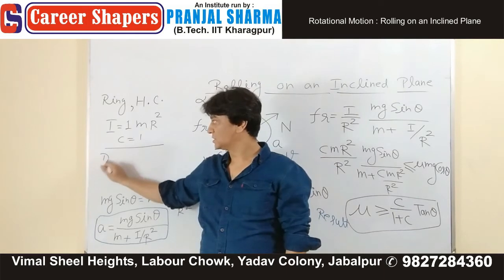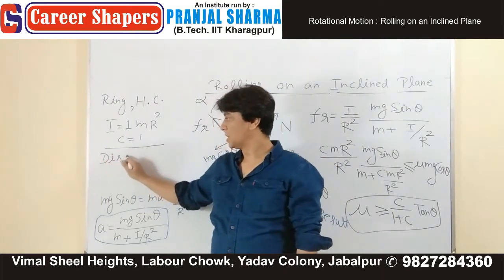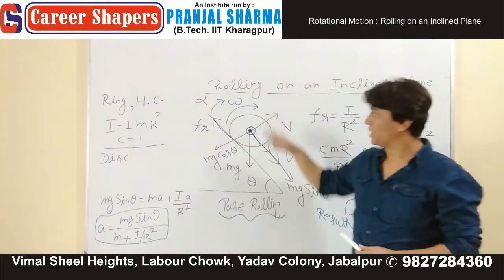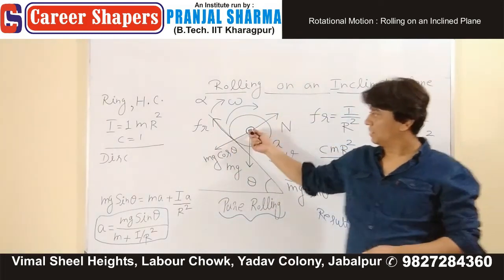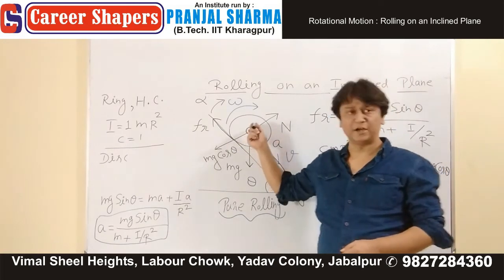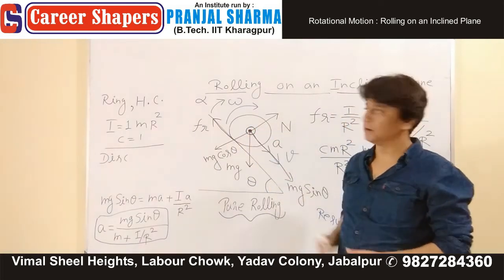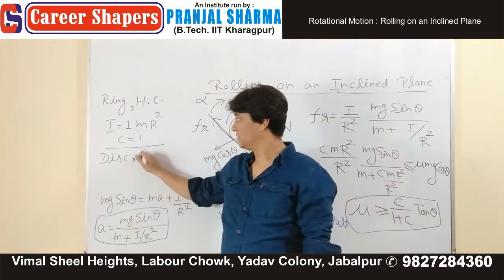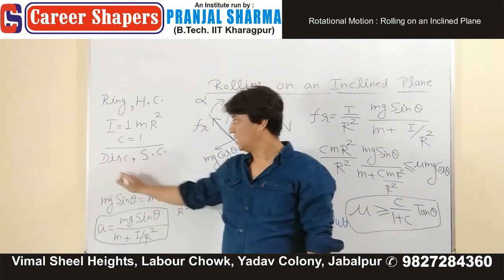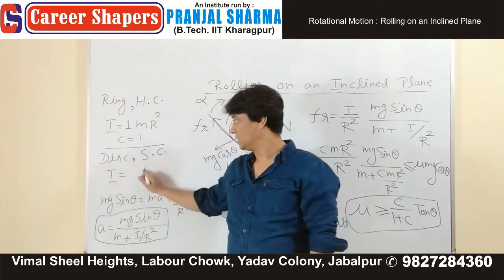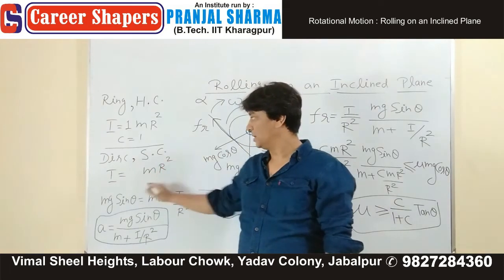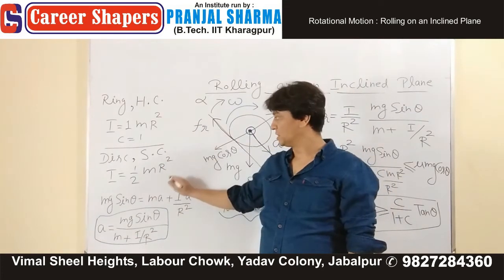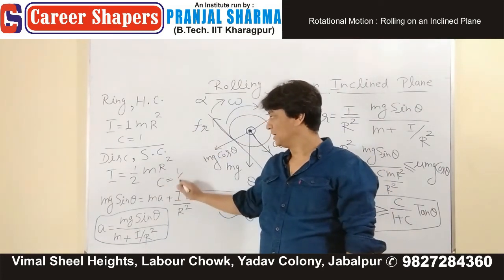If you have a disk, and we're talking about moment of inertia in the normal sense, when it's going to roll about this axis passing through the center of mass perpendicular to the plane. That's how it's going to roll. For a disk and solid cylinder, it is mr square multiplied by 1 by 2. So this mr square is always present. What is C? 1 by 2.